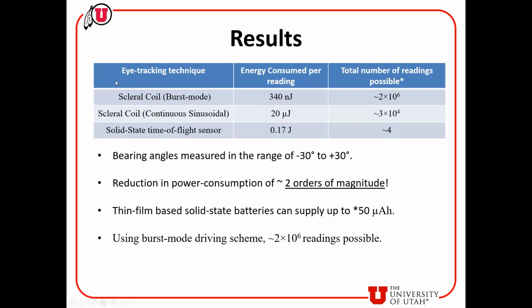Here we have a comparison between the energy consumption per reading with different eye tracking techniques that are available now. As you can see, in our spiral coil approach using a burst mode driving signal, the energy consumption per reading is 340 nanojoule. For a continuous sinusoidal signal, it is around 20 microjoule, and for a solid state time of flight sensor, it is around 0.17 joule. Now, thin film solid state batteries can go up to 50 microampere hour of capacity.